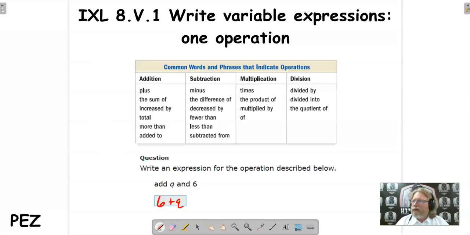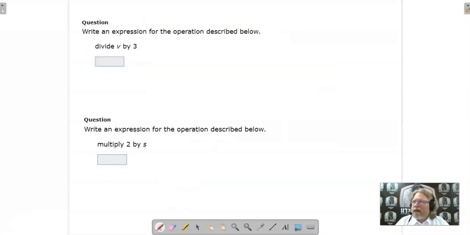On the next one, real quick, you might want to pause the video for a second and either jot this table down in a notebook, or like many students do, you can break out your phone and take a quick picture of it, and then that way you always have this table to refer to as a guide. So on the next one, write an expression for the operation described below.